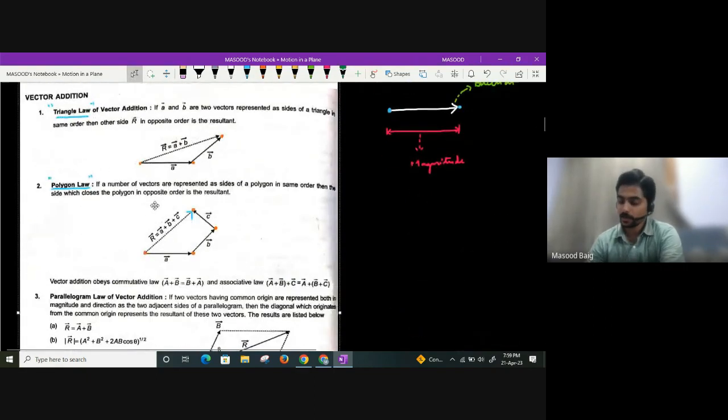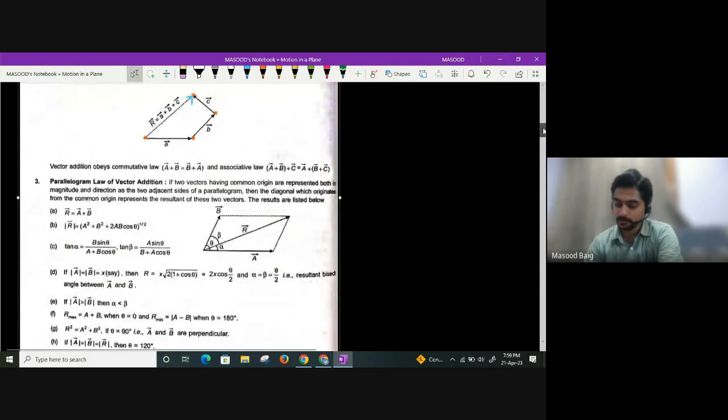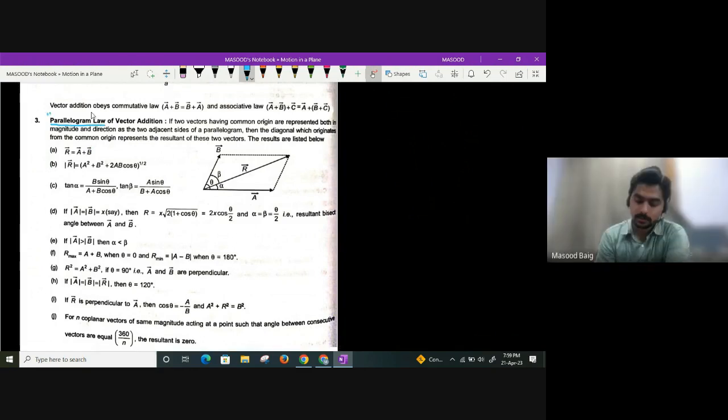Then we have another law of vector addition. Am I audible, everyone? Yes, sir. We have another law of vector addition called the parallelogram law of vector addition, guys. What is parallelogram law stating? If two vectors are represented by two adjacent sides of a parallelogram, then the resultant will be represented by the diagonal contained between those two adjacent sides.